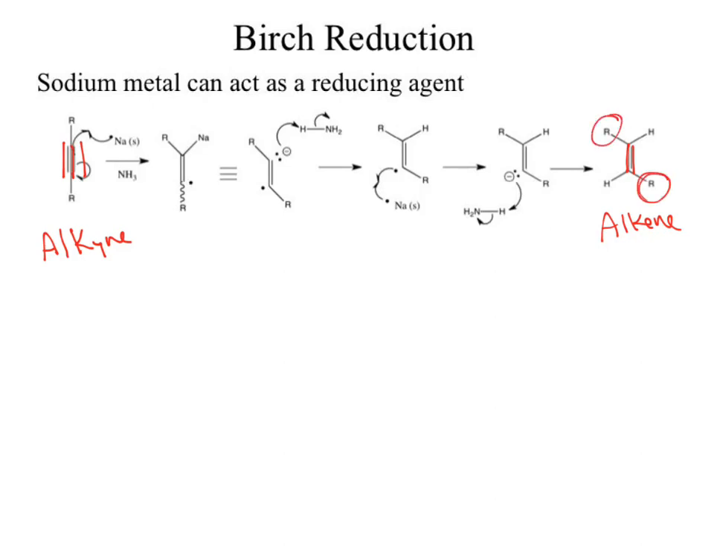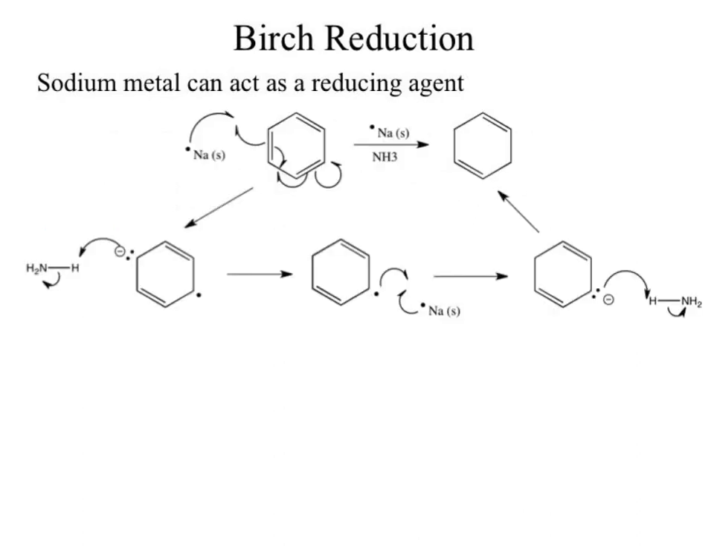What is the arrangement of the R groups? Trans. When we use our standard reductions with our standard metals, the arrangement of the R groups is always cis, because they're running syn additions. That forces that arrangement of your R groups. Sodium metal allows for the trans product. Turns out sodium metal is reactive enough that you can use it on aromatic structures. You get a mess of a mechanism coming out of this.